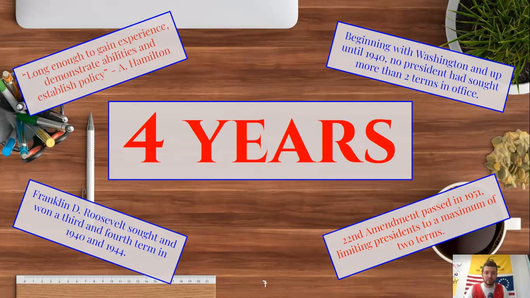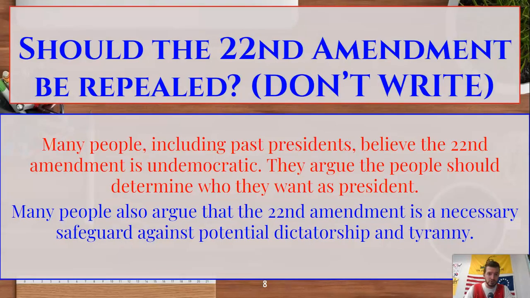After FDR, Congress passed the 22nd Amendment, which was ratified by the states in 1951 and limited the president to a maximum of 2 terms. It's kind of controversial, to be honest with you, and I'll get into that in the next slide, which you also do not need to write. The 22nd Amendment limits them to 2 terms, a maximum of 10 years, and a lot of people really think that this is undemocratic.